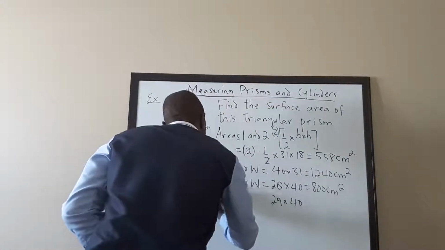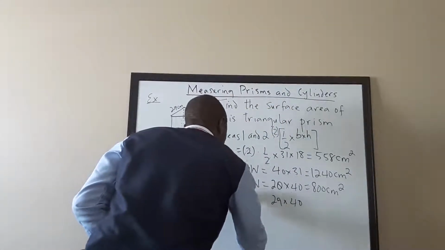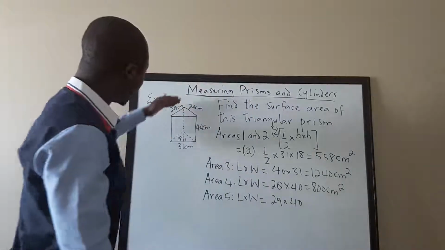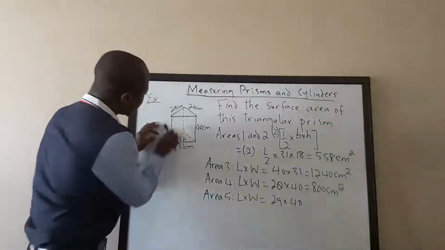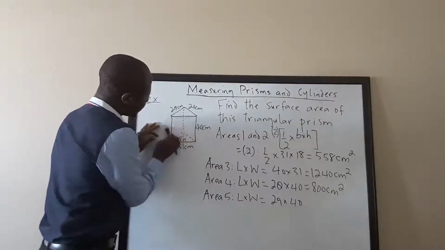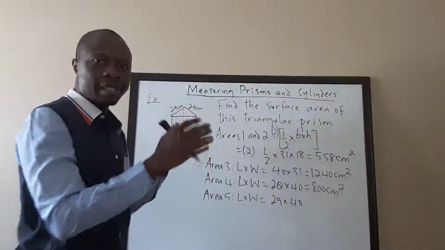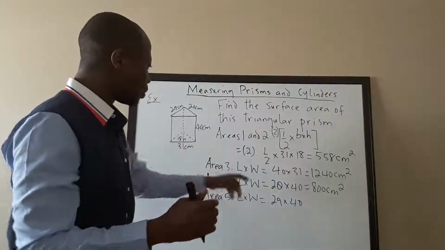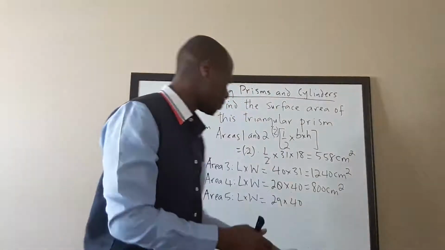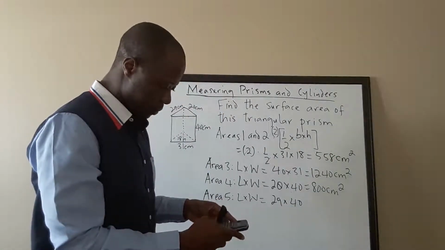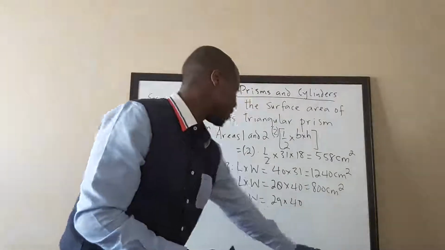So I call this area 5. So that's 29 times 40. Now this is 40 because this is of equal length to this. So 40, 40. They're parallel to each other. So 29 times 40 is 1160.